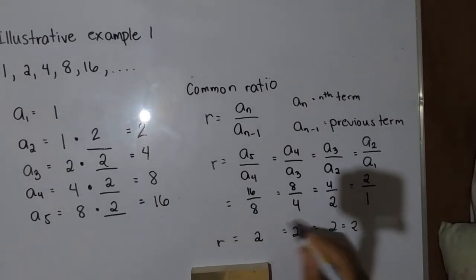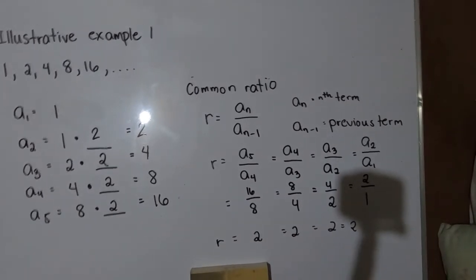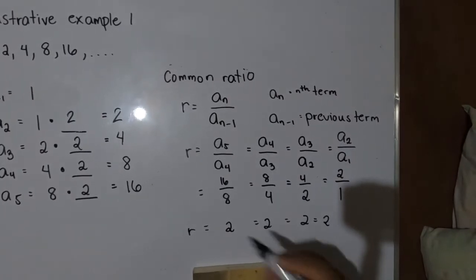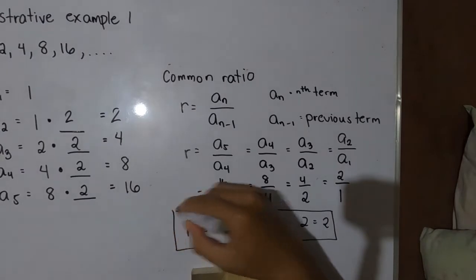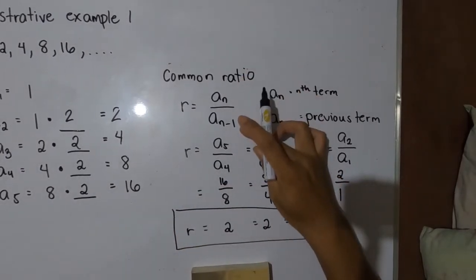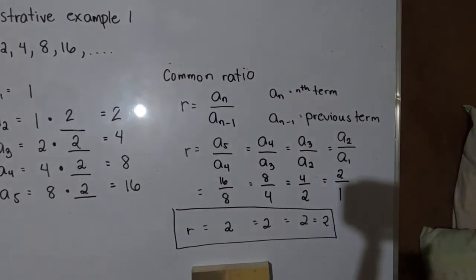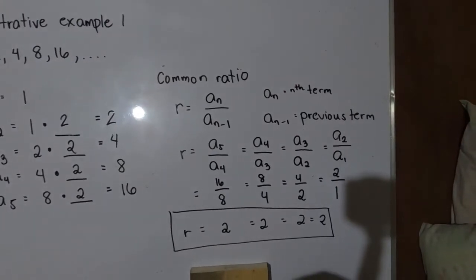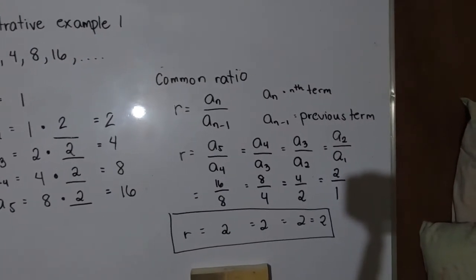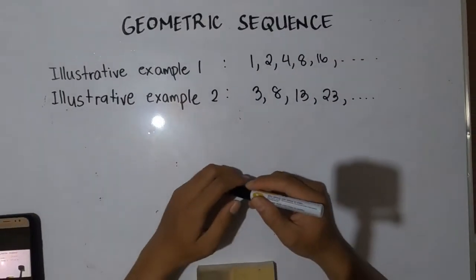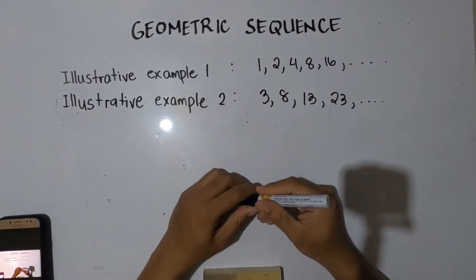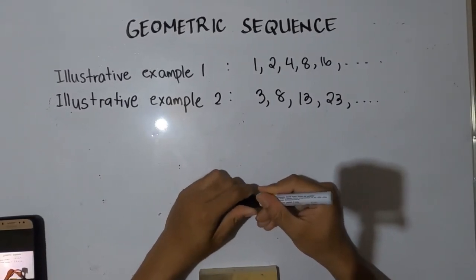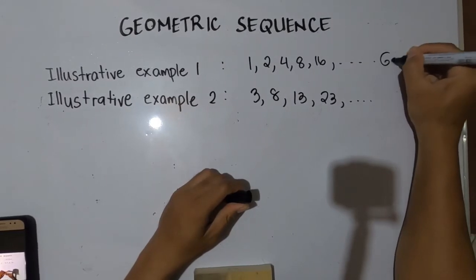The ratio of a geometric sequence remains constant in any two consecutive terms, that is a sub n divided by a sub n minus 1. So we have verified already that the sequence 1, 2, 4, 8, 16 is geometric.